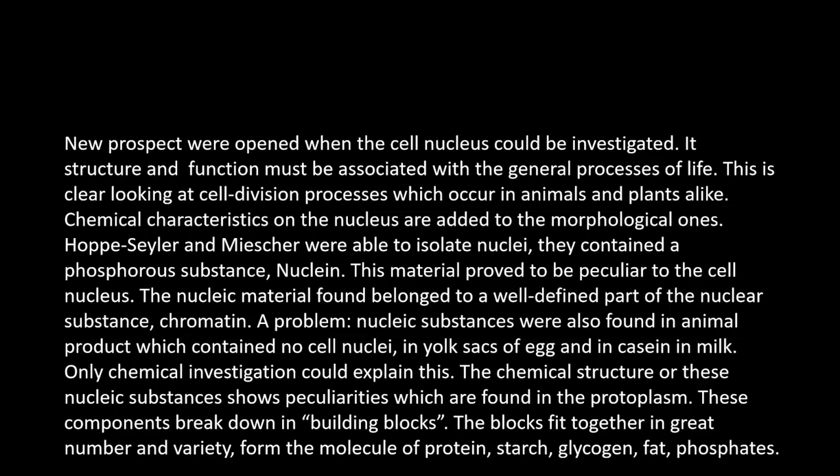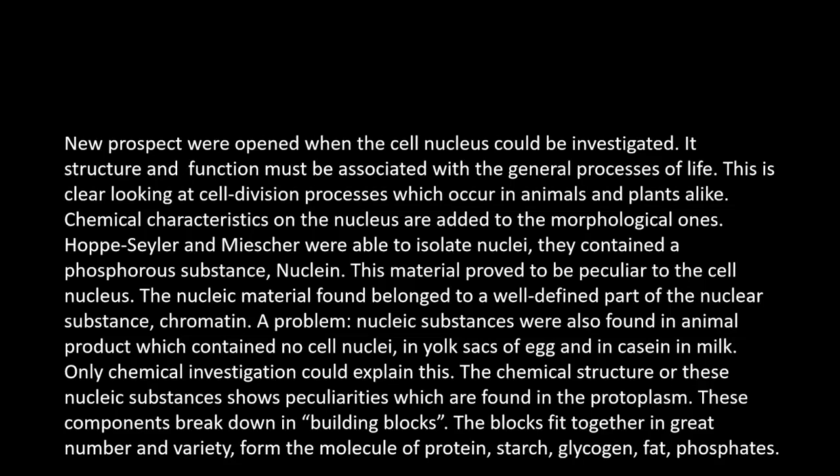Hoppe-Seyler and Miescher were able to isolate nuclei. They contained a phosphorus substance, a nuclein. This material proved to be peculiar to the cell nucleus. The nucleic material found belonged to a well-defined part of the nuclear substance called chromatin.